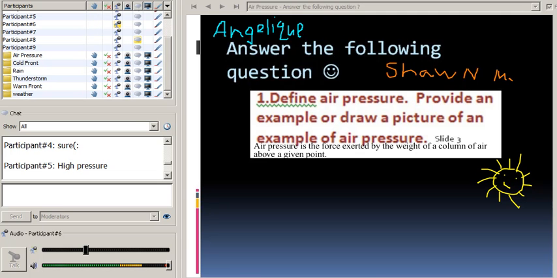Air pressure is the force exerted by the weight of a column of air above a given point. Sean drew the sun. I was thinking of something like a balloon. Air pressure pushes on an object from all directions, not just from one direction. I guess that's all.